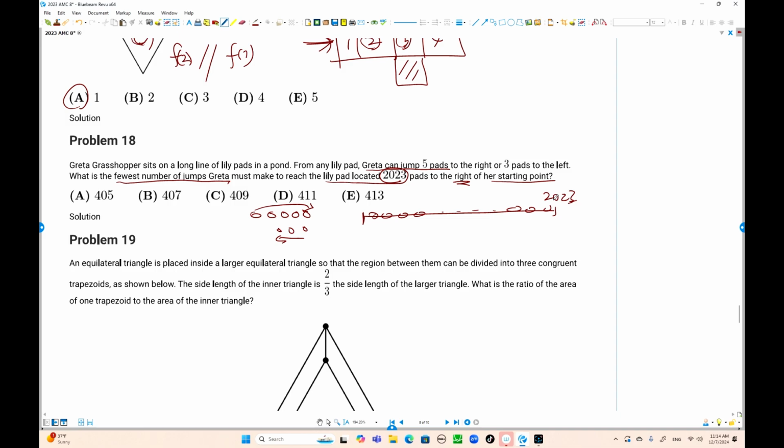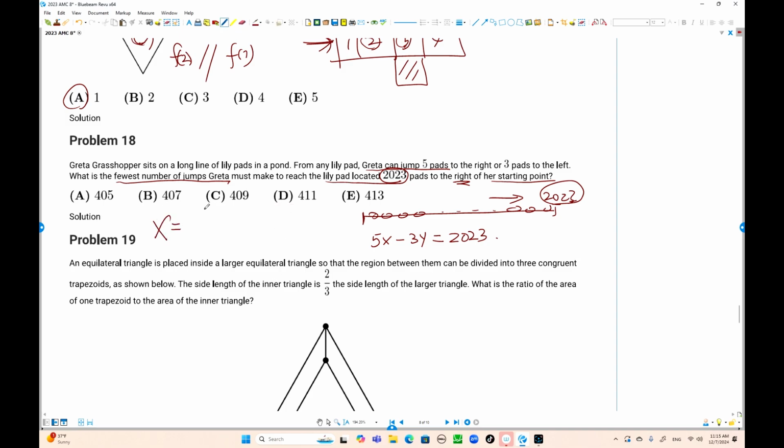What is the number of a pad? Okay. A jump to the right is X jumps, to the left is Y jumps. Okay? Their coordinate, their location, is 5X minus 3Y. That is equal to what? 2023. To the right is a positive number, right? 2023 positive number. But we're going to find the fewest number of X and Y. Okay? Maybe you can try to express X first.